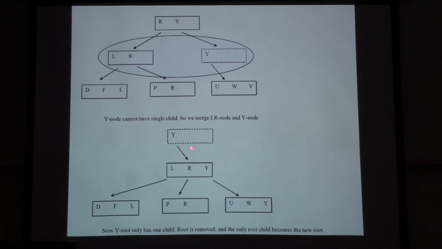And now what we have is we have the root, which only has one child. That's not acceptable. Once you have one child and you're a root, you're no longer a root. So the tree is now shrinking from the root. And it goes from a height of 3 to a height of 2. Get the idea?